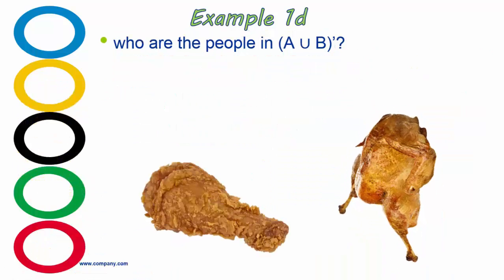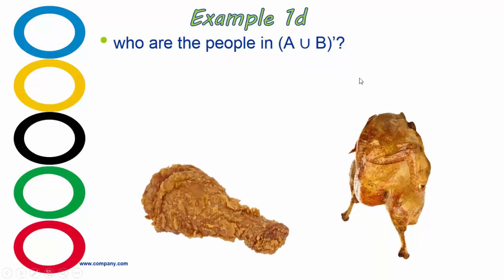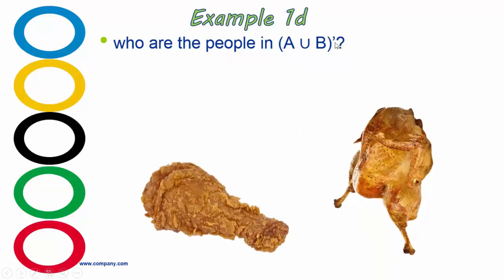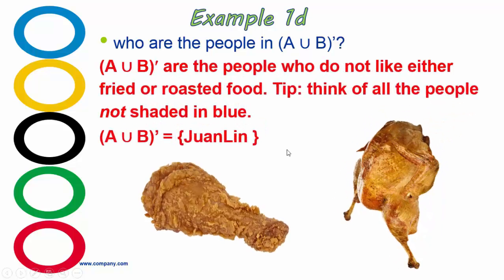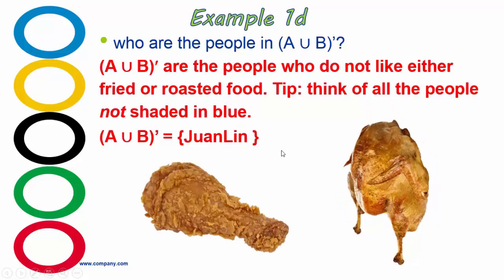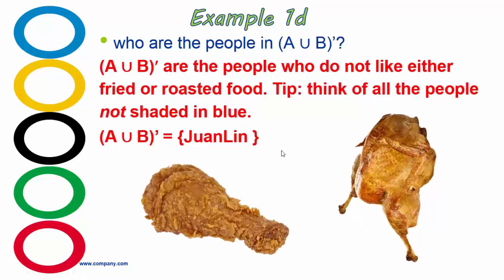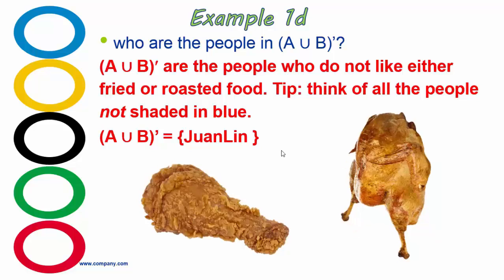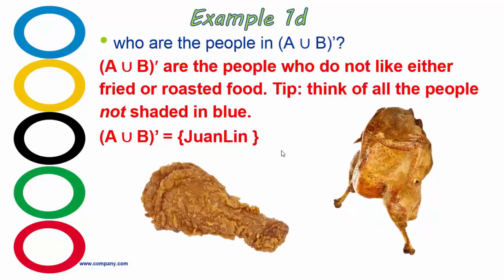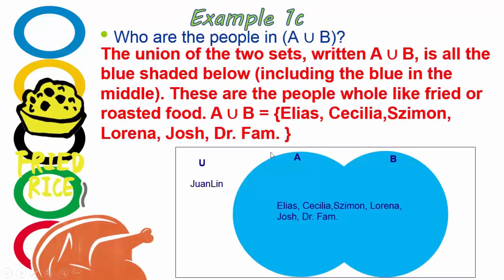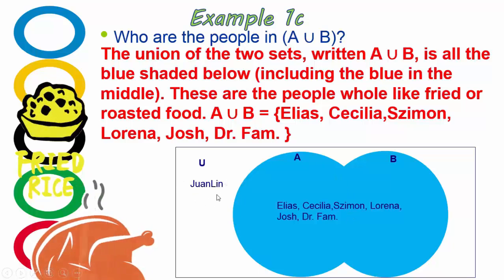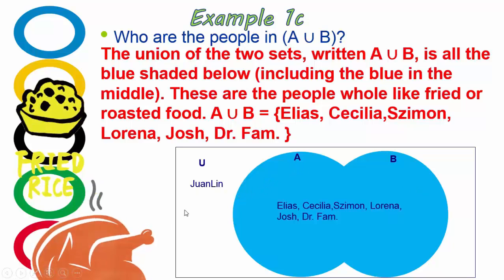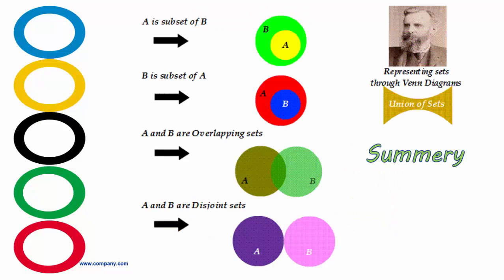Now we're going to look at the complement of the union. In order to figure that one out, we look at the union and everyone that's outside of the union. It turned out that the only person who was outside of the union, if we look back at this slide, is Juan Lin, so she's the complement of the union of A and B.